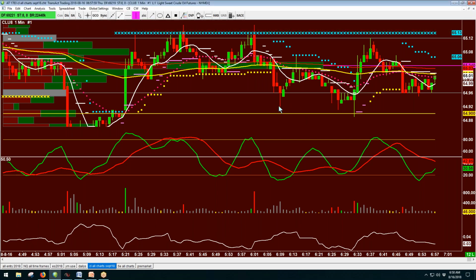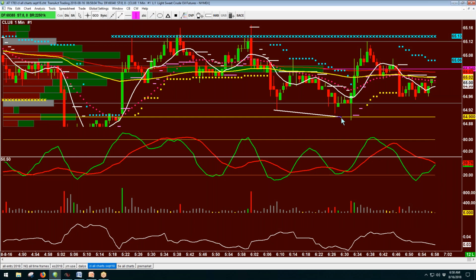So I just want to show you, as we're coming down to support here of yesterday's close, you can see on price here we have a lower low here, then here, while on my stochastic green line here I have a higher low here, then here. So that's a heads up that we're likely going to get a bounce off of this support area.